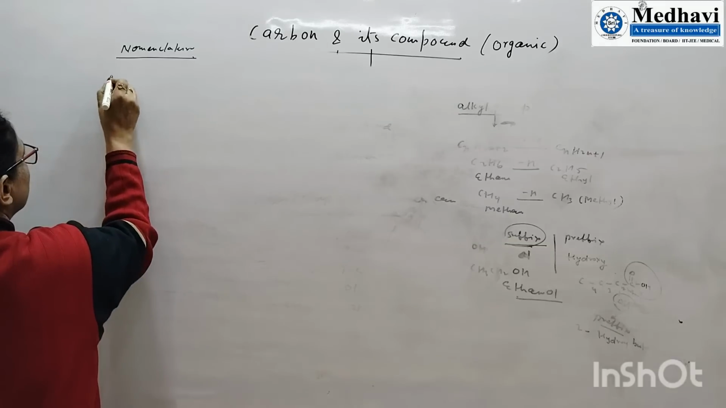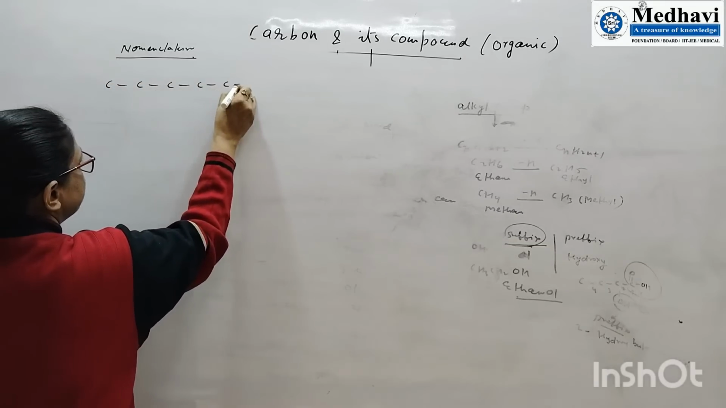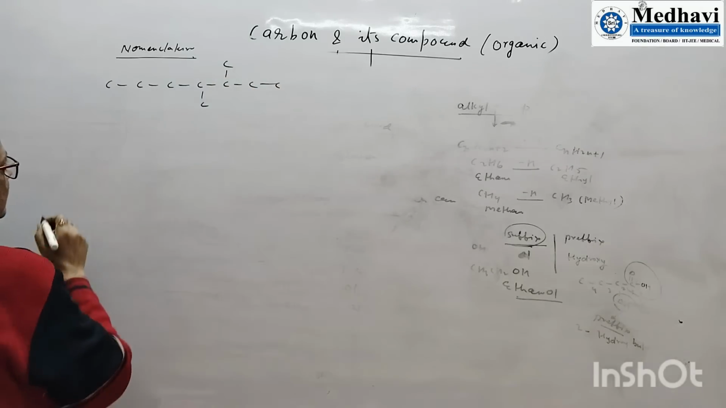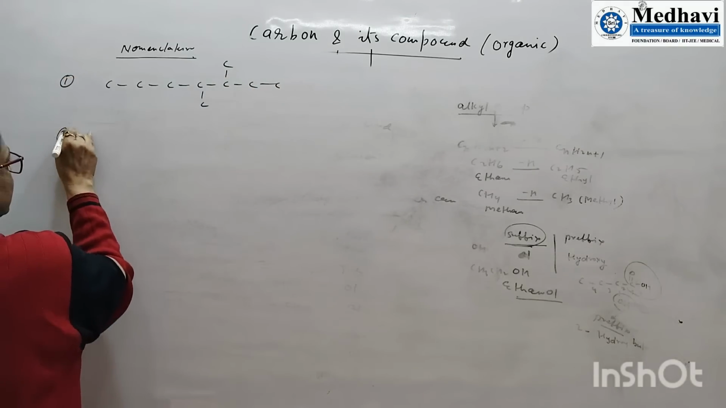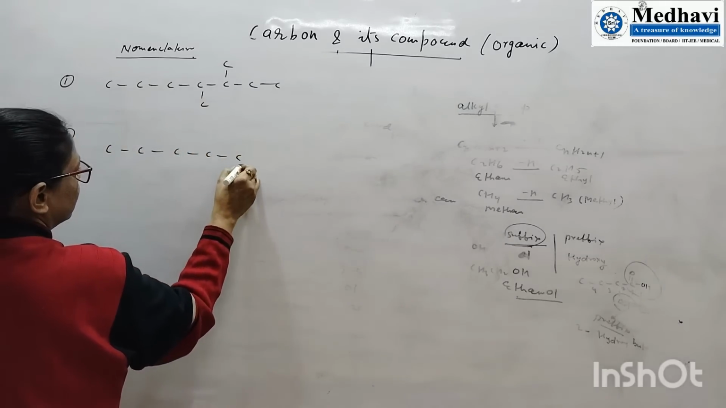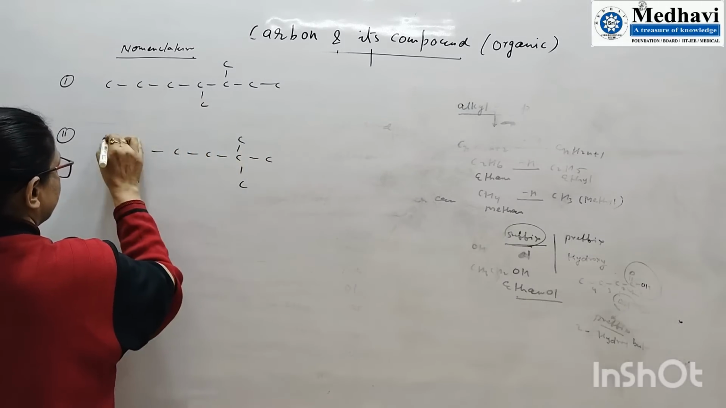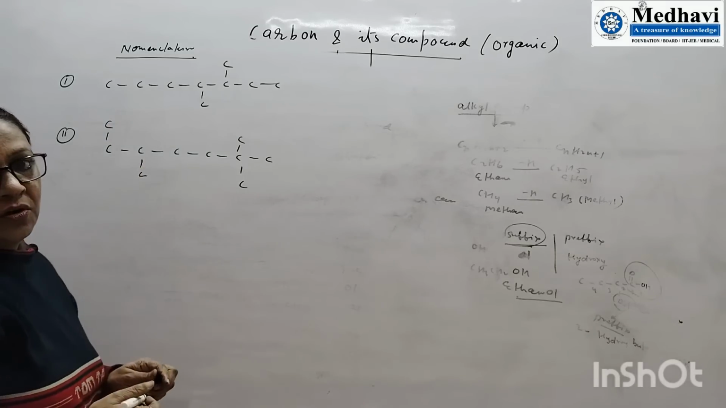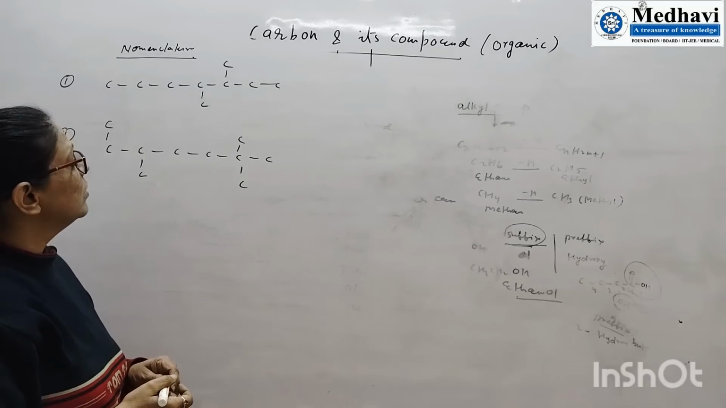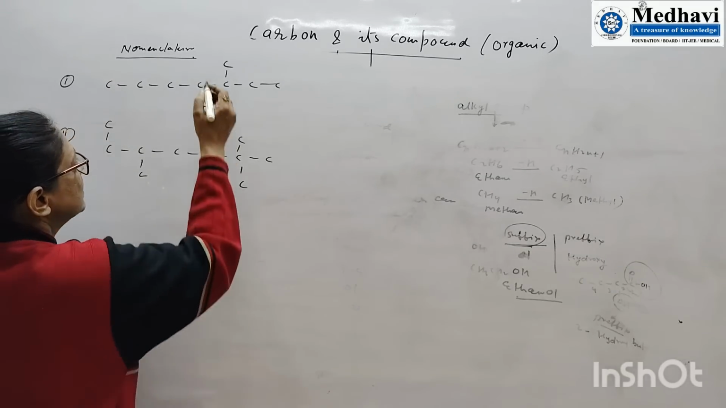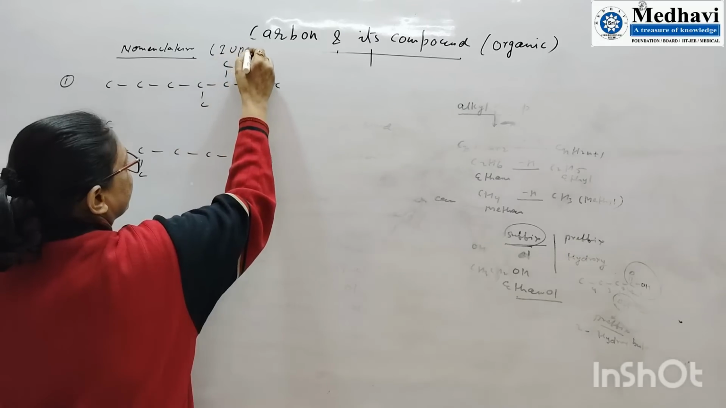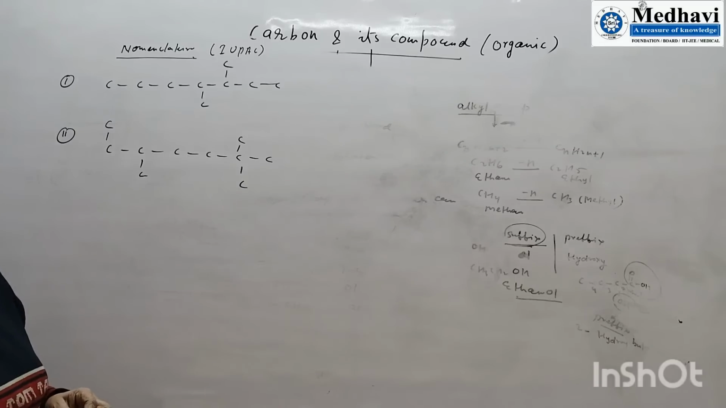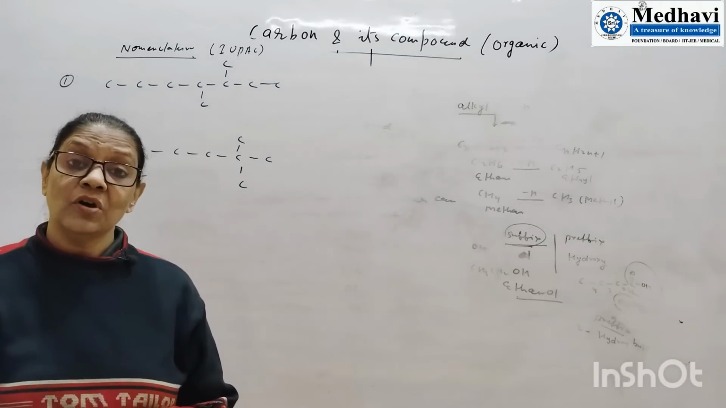Suppose here a compound is given and you have to write its IUPAC name. Suppose this is the compound given. Whenever we are going to write the IUPAC name of a given compound, this part is very important, not only for board 11, 12, but for competition also.